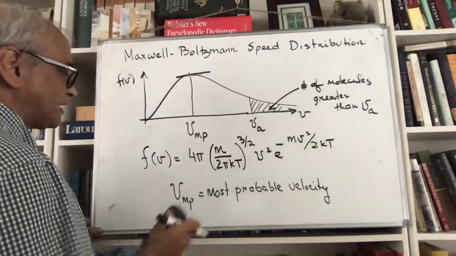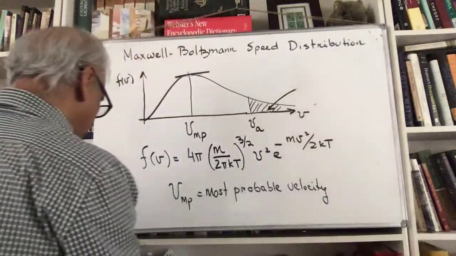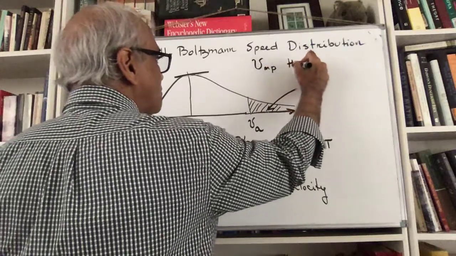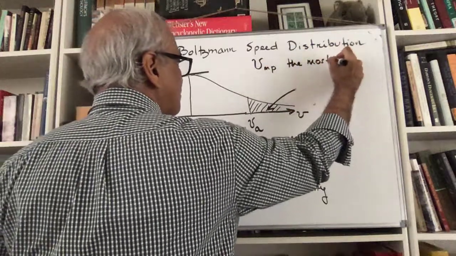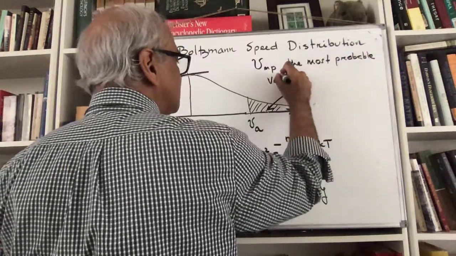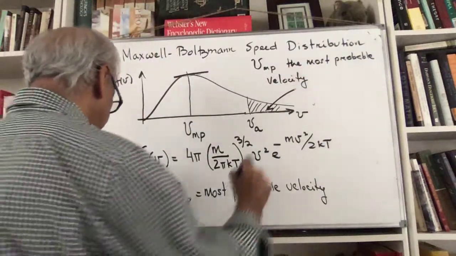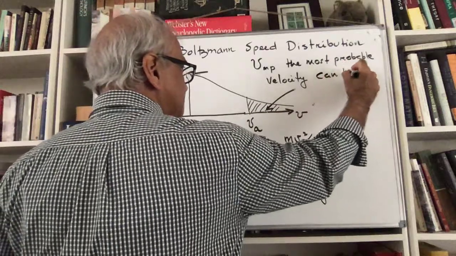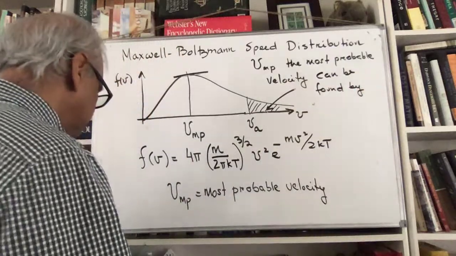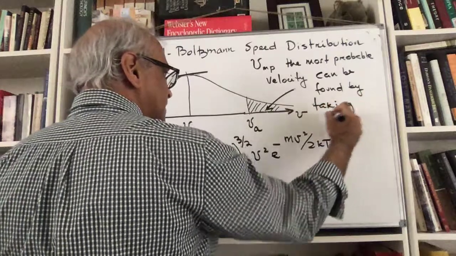So let me write this down here, maybe on this side. vMP, the most probable velocity, can be found by taking the derivative.